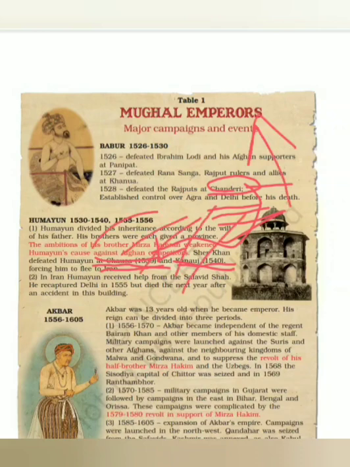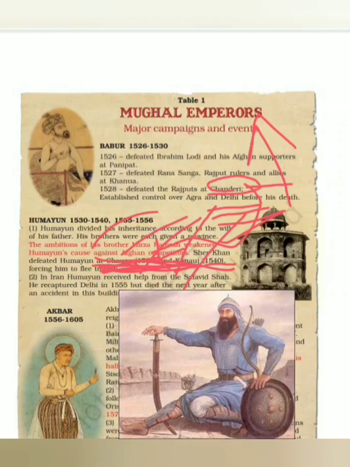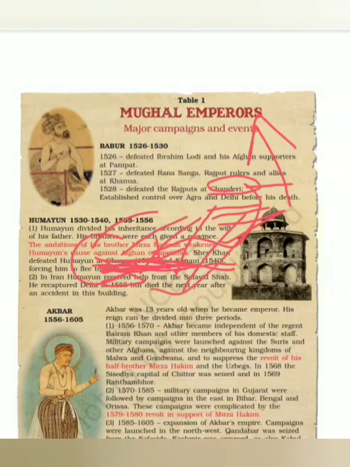In 1545, he heard the news of the death of Sher Khan, who had defeated him in the Battle of Chausa. And then in 1555, in the Battle of Sirhind, he defeated Sikandar Suri, who was the successor of Sher Khan, and once again he captured Delhi.